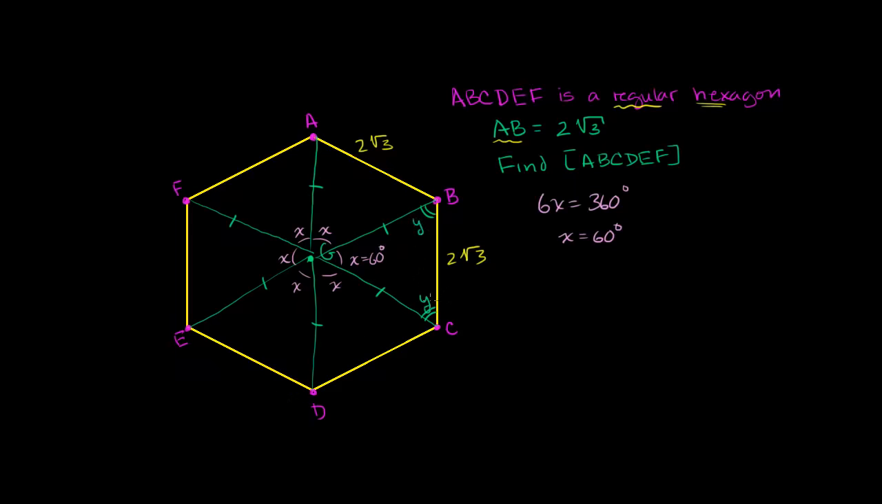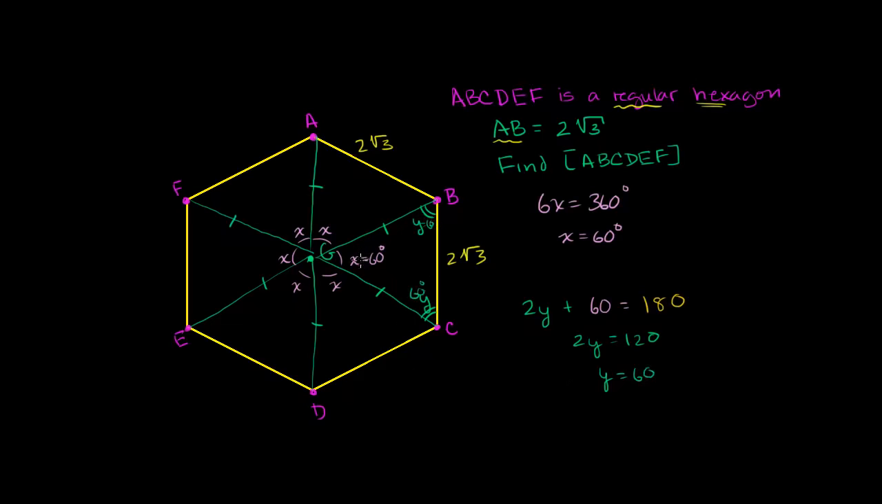So you have y plus y, which is 2y, plus 60 degrees, is going to be equal to 180, because the interior angles of any triangle add up to 180. And so subtract 60 from both sides, you get 2y is equal to 120. Divide both sides by 2, you get y is equal to 60 degrees. Now this is interesting. I could have done this with any of these triangles.